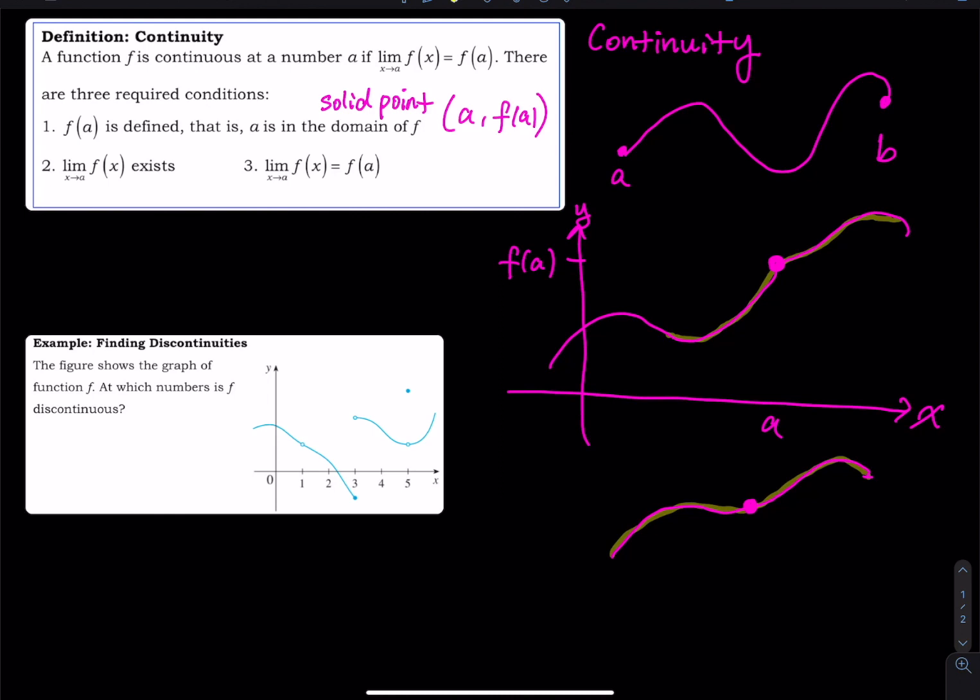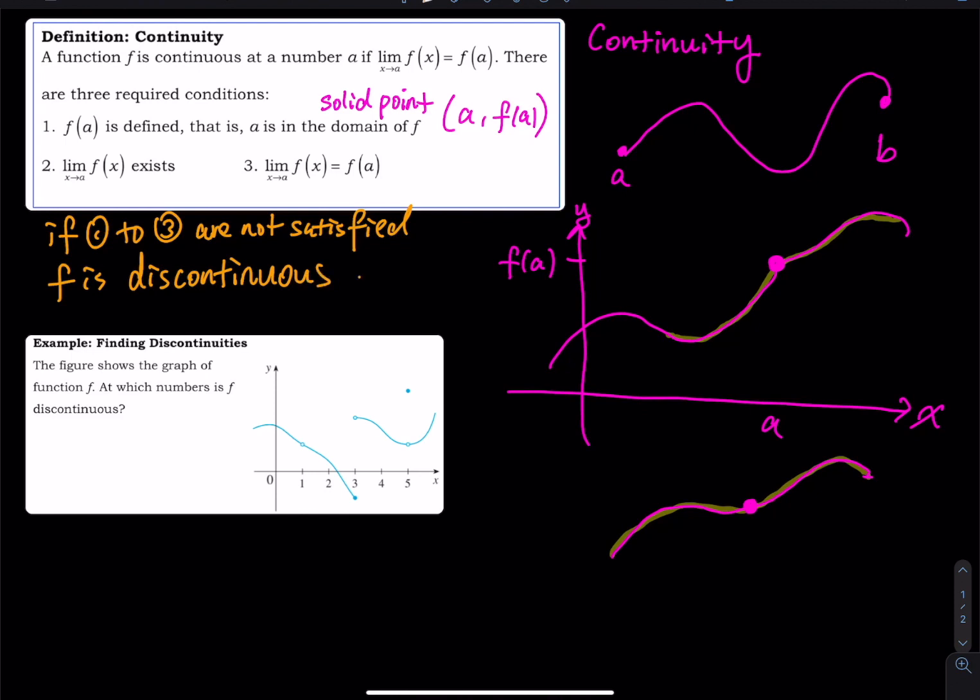If they are not satisfied, then we say, okay, so let me change color. If they are not satisfied, so if 1, 2, 3 are not satisfied, let's say one of them fails, then f is not continuous, or you can use the word discontinuous, at x equals a. This is a very important concept in limit.